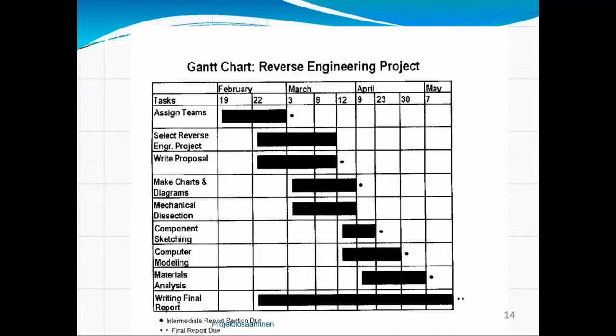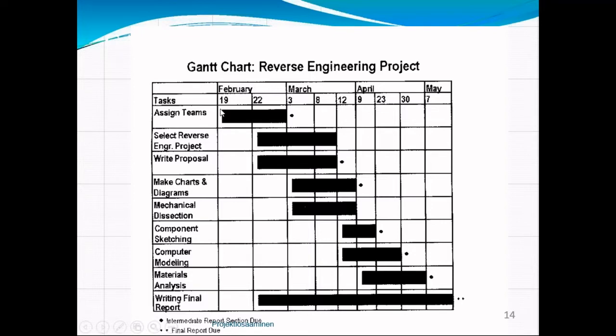So this is a chart, or Gantt chart, which was invented by Henry Gantt, in which, in front of you, this is a reverse engineering project. Okay, so this is a project in which various reports have to be made at the end. And the outcome is that you are going to see materials, and the materials are going to be checked and analyzed.